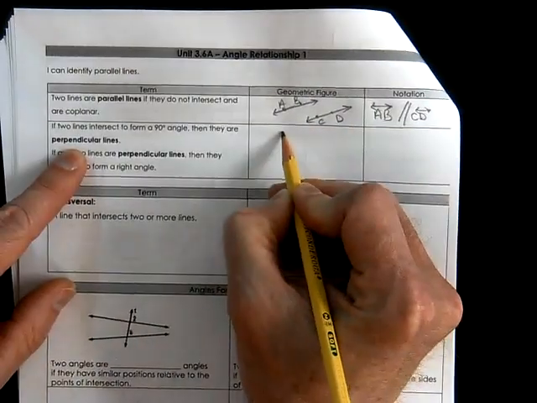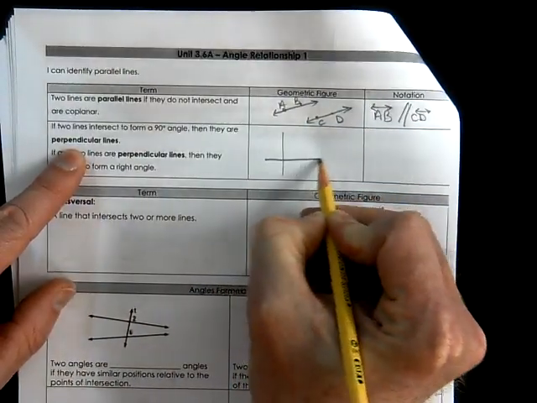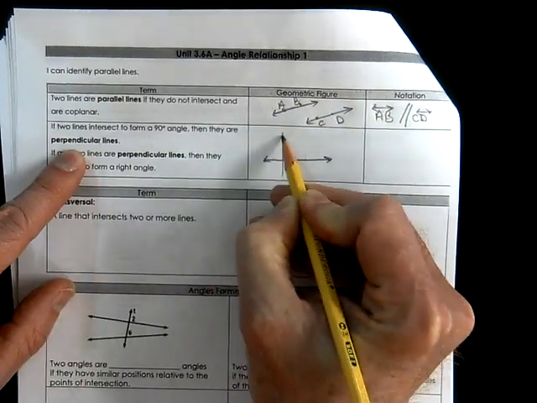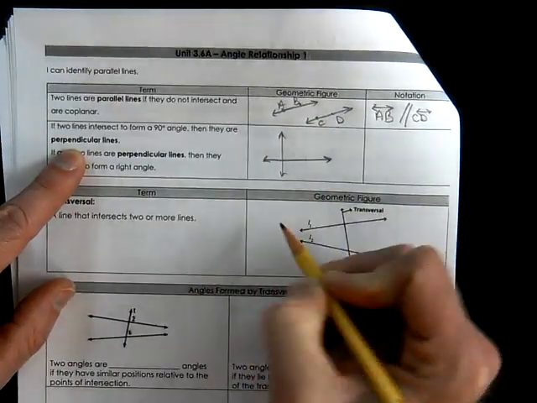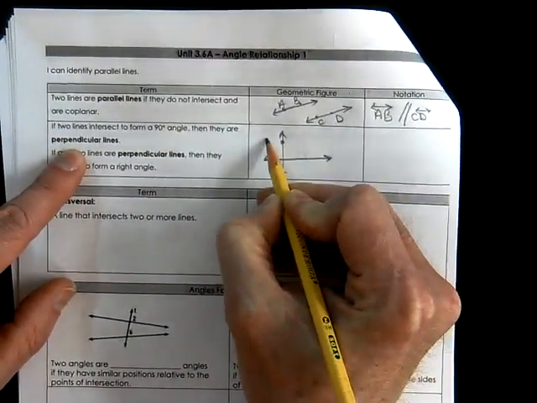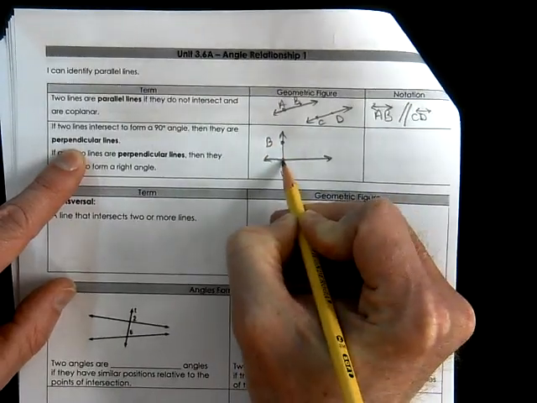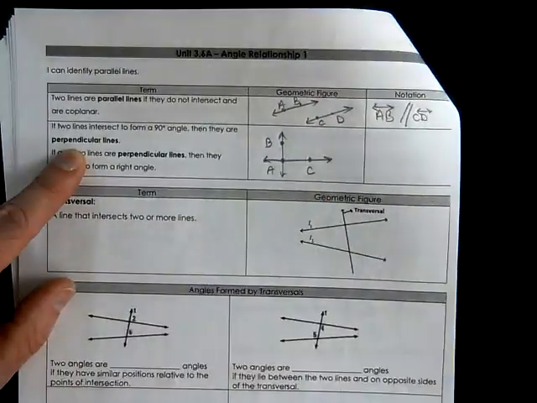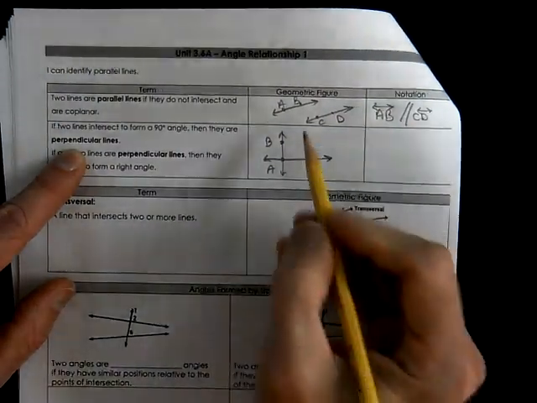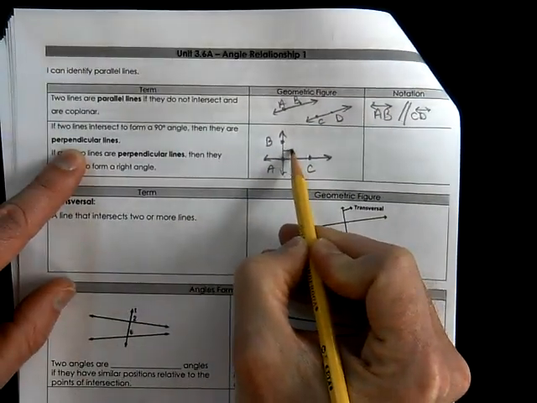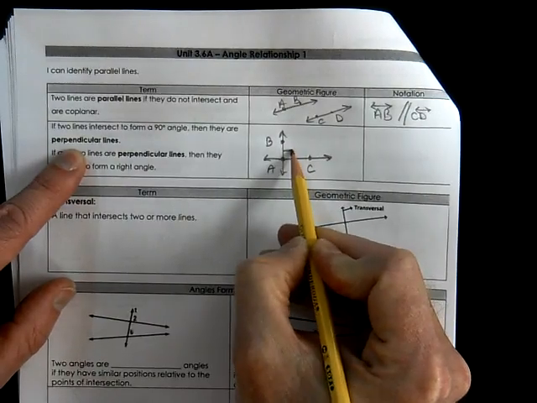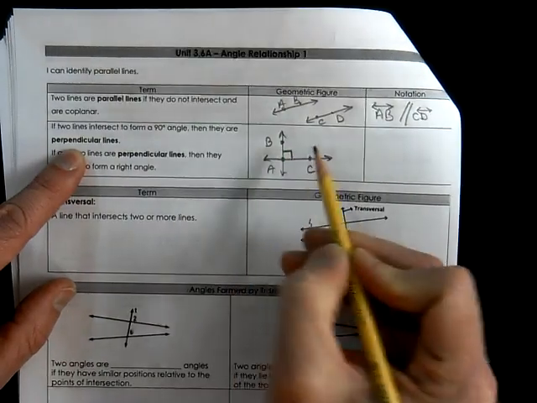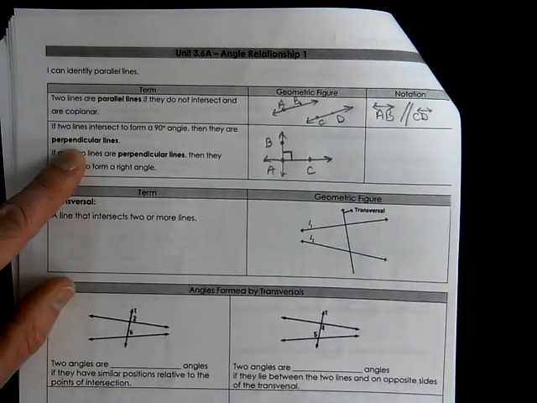Perpendicular. Two lines are considered perpendicular. We could call that point B, call that point A if you wish, call that point C. If they're perpendicular, they're going to form a right angle. And if you form a right angle, then you make 90 degrees. But you got to go in that pattern.